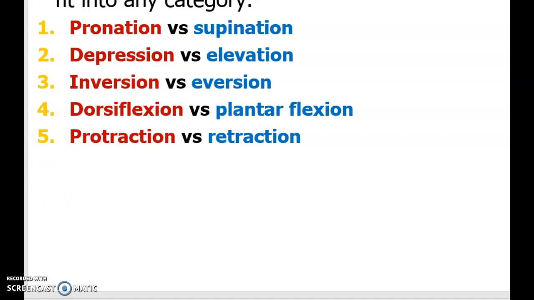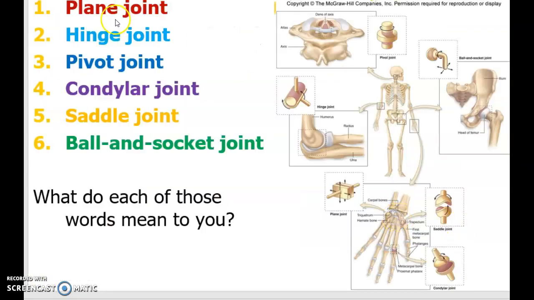Retraction, you're bringing it backwards. We then looked at the different types of joints. I will ask you the definitions of these as well. A planar joint, two things slide next to each other. A hinge joint, it works like a hinge. It moves in a single axis, 90 degrees.